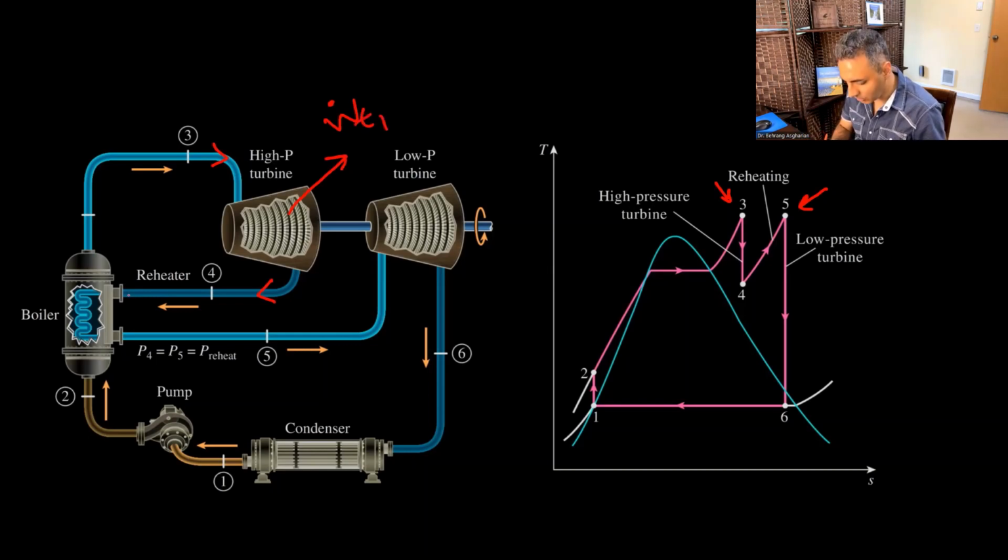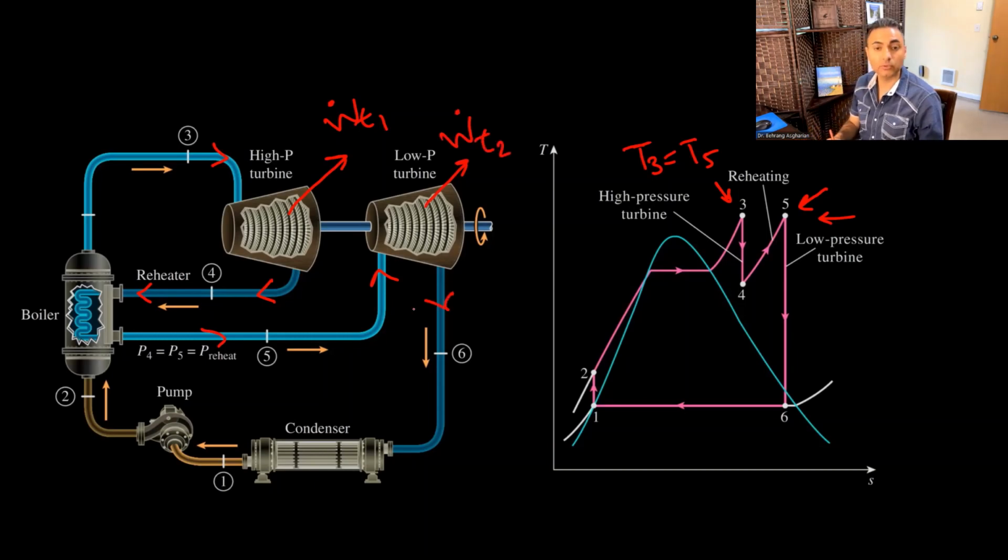And then it goes back into the boiler and gets reheated, because this is an ideal cycle, to almost the same temperature, according to this graph that we have here. So this tells me that T5 and T3 are supposed to be the same temperature. And then it goes into the low pressure turbine, as we can see here, and we get some more work out of it. That would be W dot turbine number 2, and then it goes into the condenser.